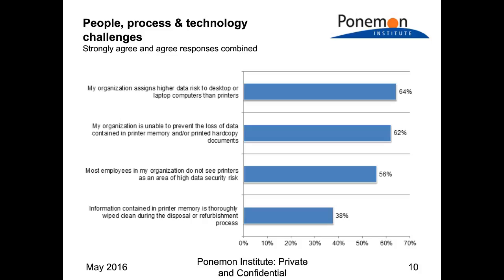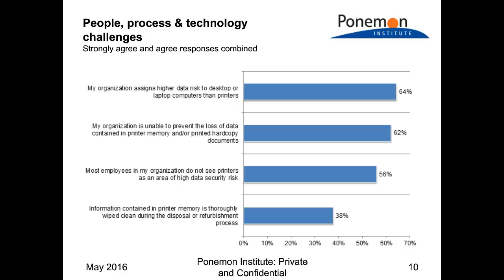This particular slide shows attributions or statements that are graded from strongly agree to strongly disagree. And these statements are evaluated basically from the agreement side of the scale, strongly agree and agree. So we'll talk about each of these statements because I think they have a profound meaning, if you will, in the context of insecurity in printers. My organization assigns higher data risk to desktop and laptop computers and printers. 64% believe that to be true or agree.